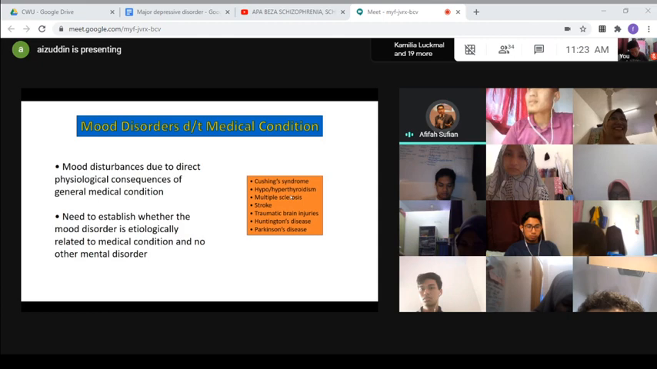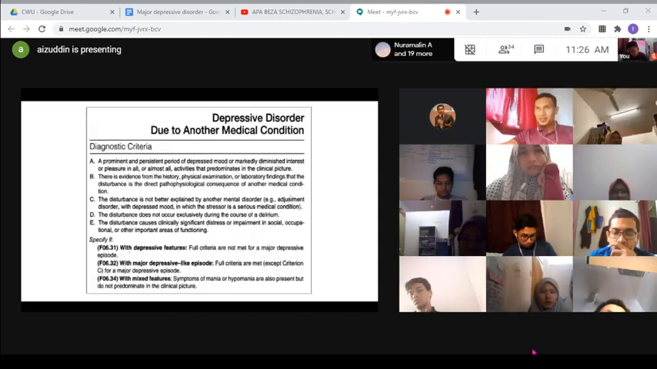So this is the diagnostic criteria of it. Basically, it's just about the same with the substance induced. So the difference is caused by either medical condition or substance use. So the treatment, we need to treat the underlying causes. So that's all for me. This is my references.